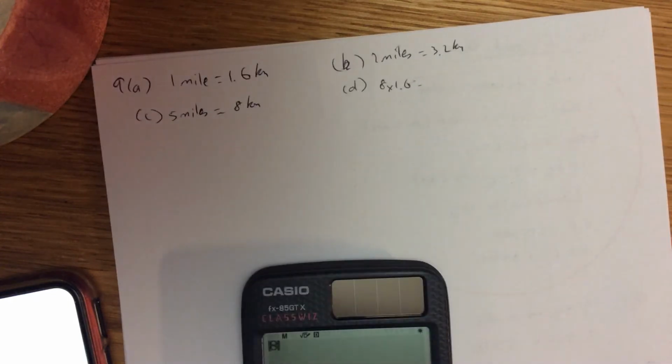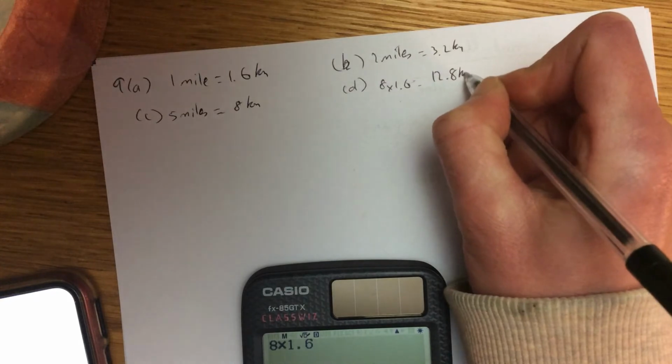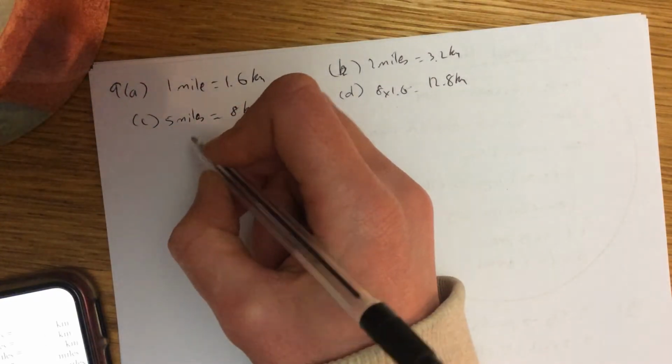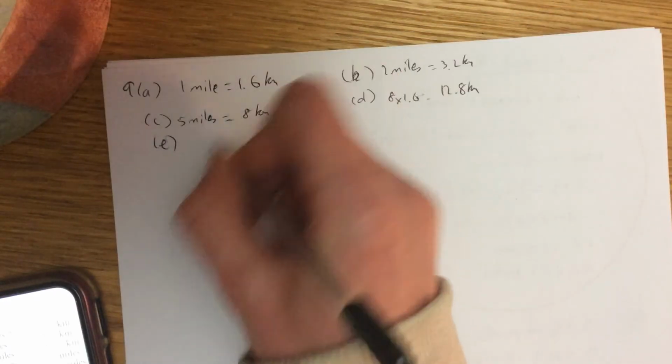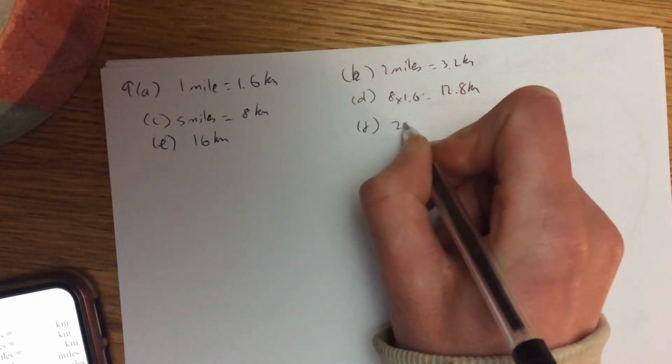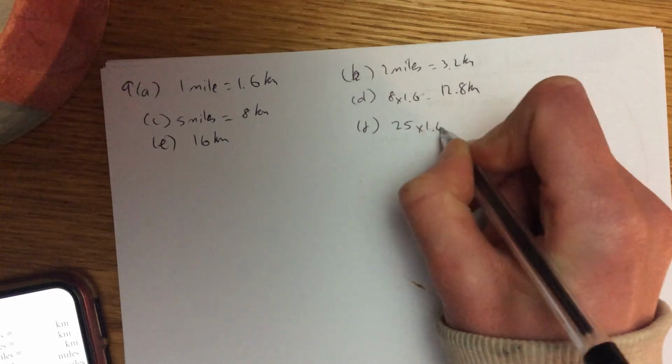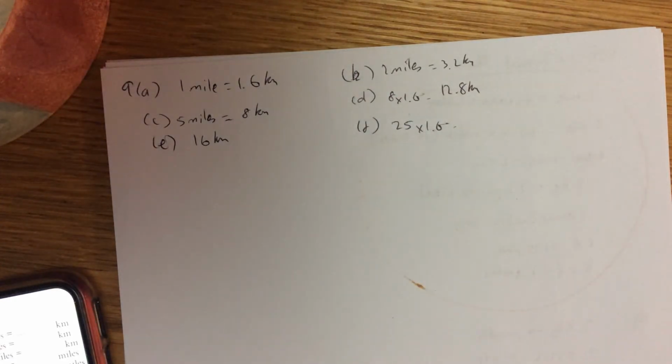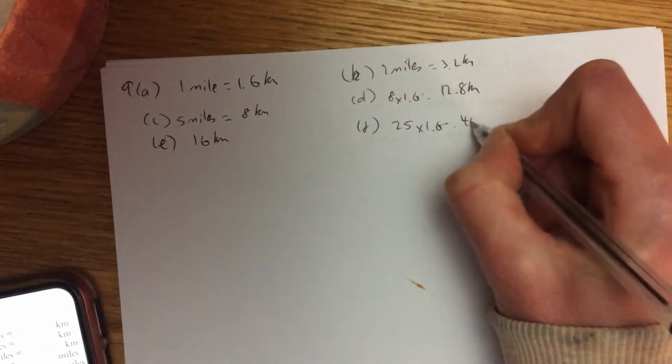On the calculator, 8 times 1.6 is 12.8 kilometres. E, 10 miles, times that by 10. And F, 25 miles, so 25 times 1.6 gives you 40 kilometres.